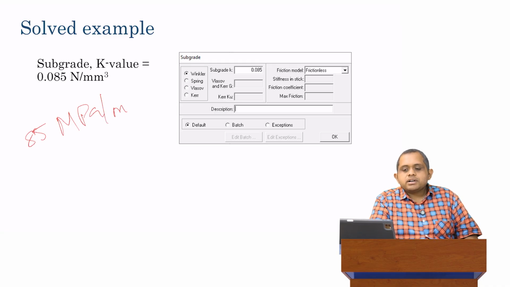Of course, we have to do a unit conversion as previously. This I've done multiple times in previous classes, so I'm not going to repeat the whole calculation. It comes down to 0.085 Newton per cubic millimeters. So that's our base system of units. I'm not going to repeat this calculation.